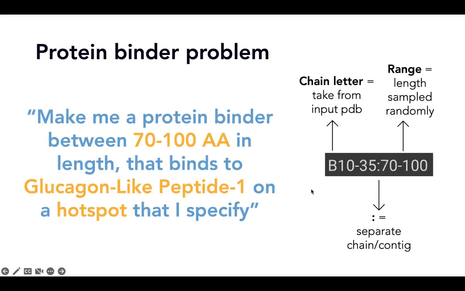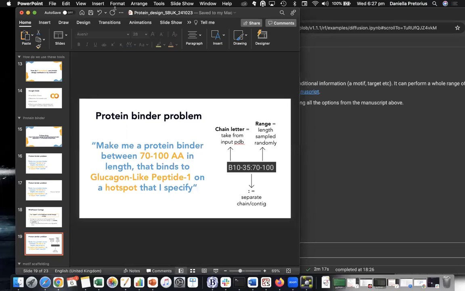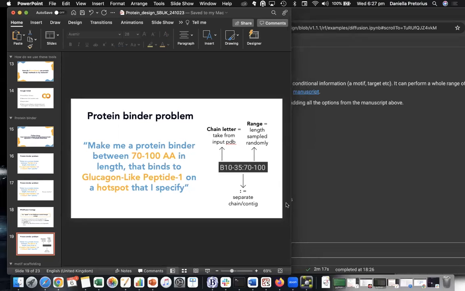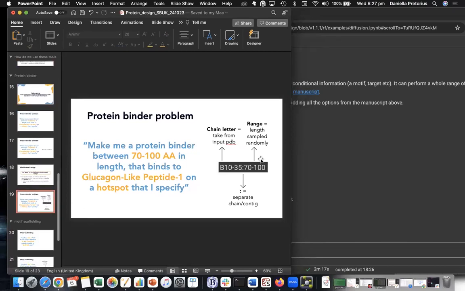So it's easier if I explain it here. Yeah, so here I have the contigs chain. Oh, by the way, if anyone has a small question, or you can't hear me or you're not following along, just let me know. So we have our contigs argument here, right? What does this actually mean? So let's start with this. We have B10 to 35, right?